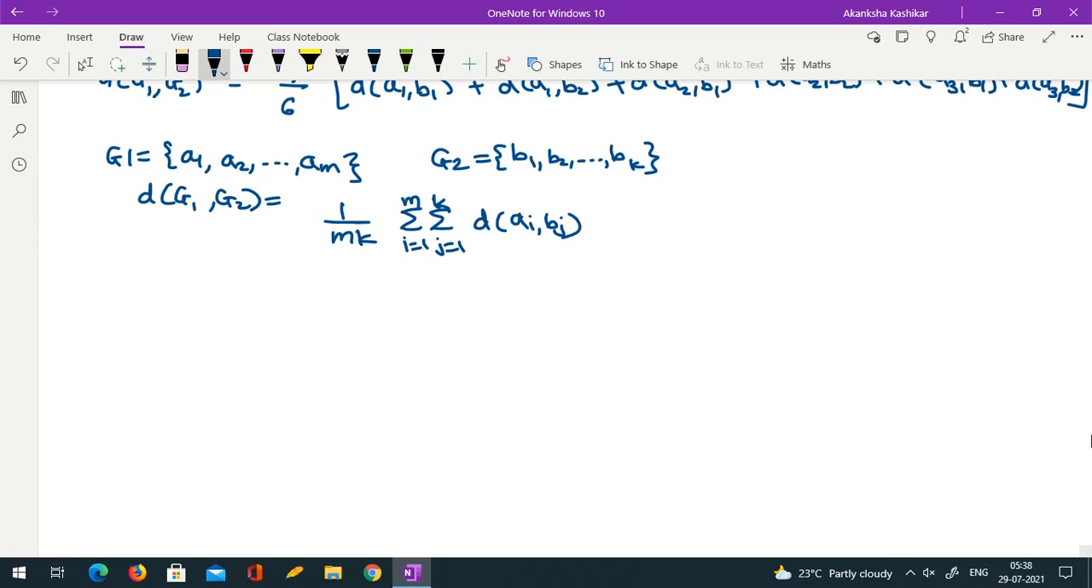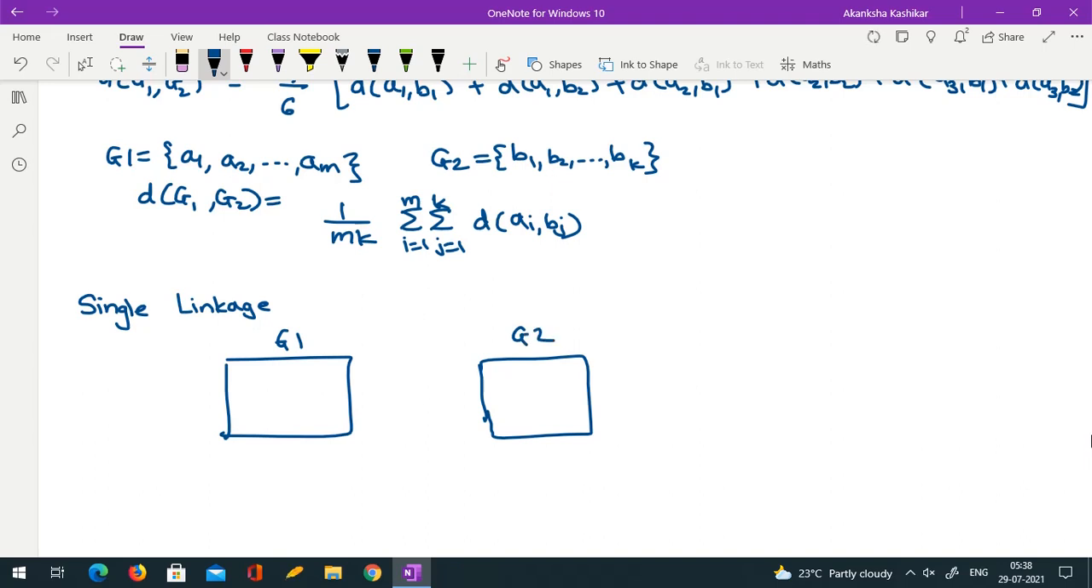Some other ways include maybe considering just the shortest possible path. That would be called single linkage. So what does the single linkage method do? Let me try to draw the picture again. So this is suppose my G1.